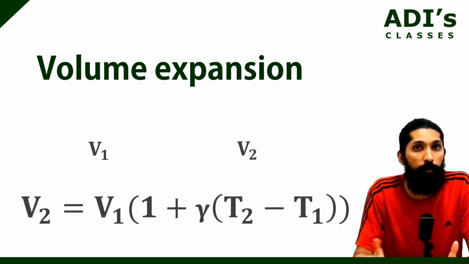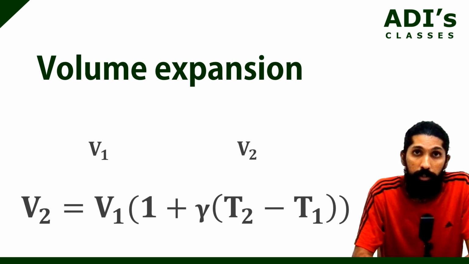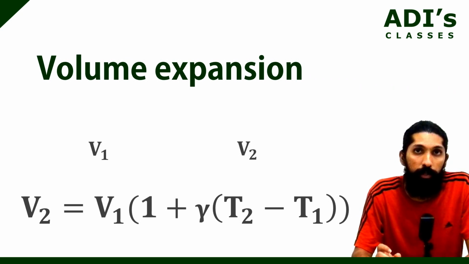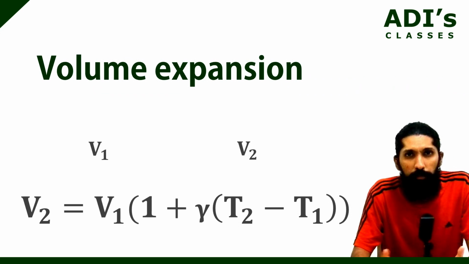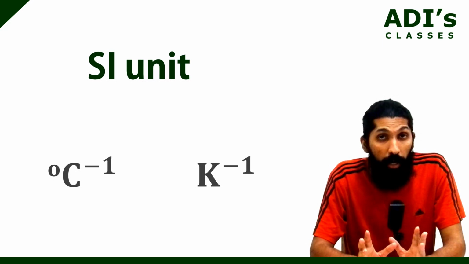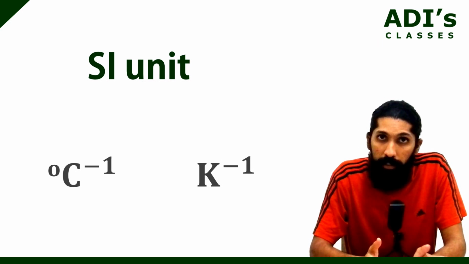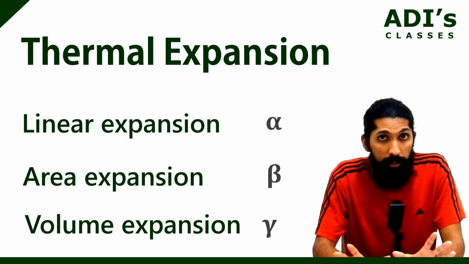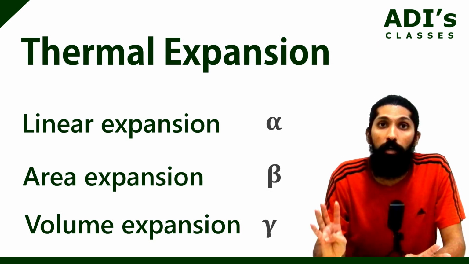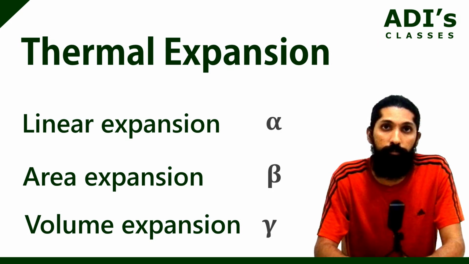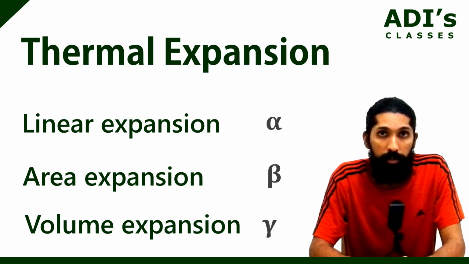Now again, if you have two different volumes at two different temperatures, then you have V2 is equal to V1 into 1 plus gamma into T2 minus T1, which is pretty much the same thing as you have for linear, area and volume, isn't it? Here also, the unit we use is per degree Celsius or per Kelvin. Fair enough? So, to understand, alpha is linear, beta is area, and gamma is for volume. These are the coefficients of expansion.